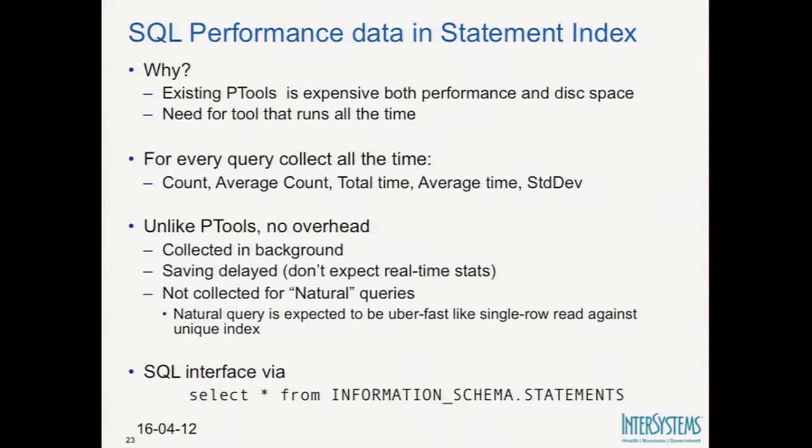There are some exceptions. There's something we call natural queries. And natural queries are queries that are uber fast, right? You do a select of a single record based on a unique index. You expect to do 1, at most 2 global references to get this data. Maybe you would have some overhead if you start counting statistics for this. So we don't count statistics for these natural queries. Anything that would give you more than 2, 3 global references at most, we would collect these statistics.